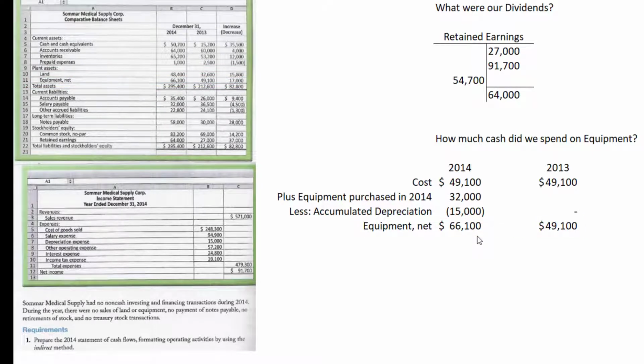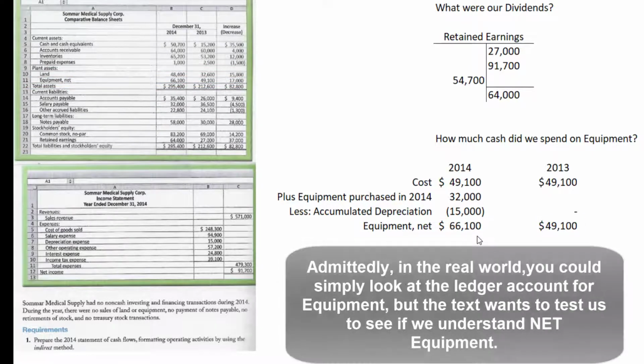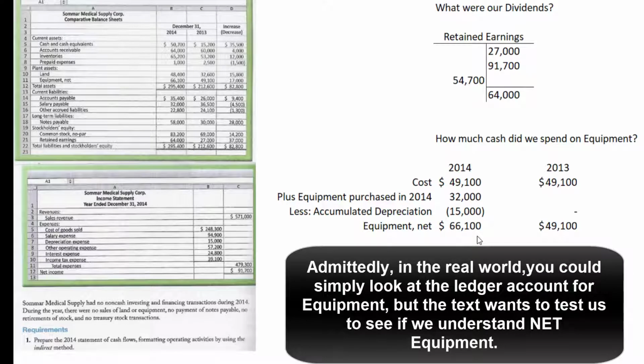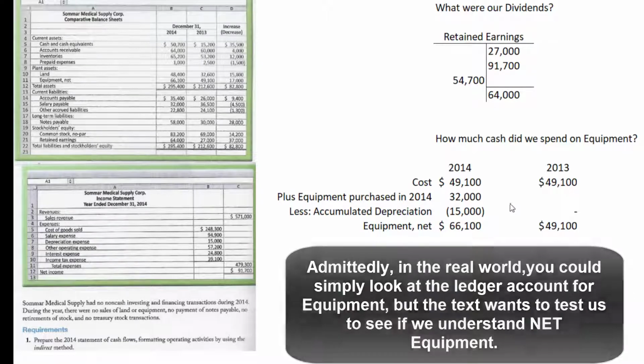And so in the real world, what you might do is look in your account for equipment and look at the debits. That would tell you how much you spent on equipment. But because this is an accounting class, they're testing your knowledge of the income statement and the balance sheet. And they want you to realize that net equipment means the original cost minus accumulated depreciation.